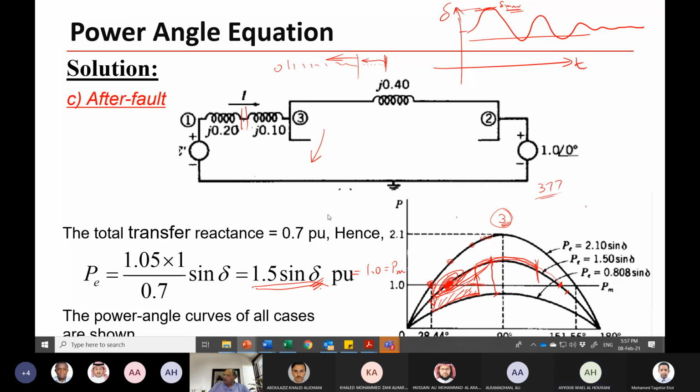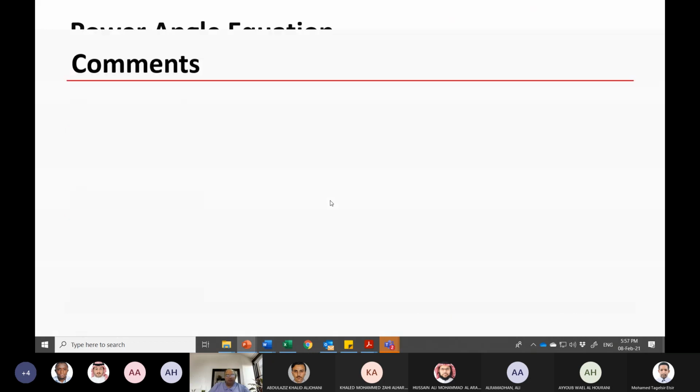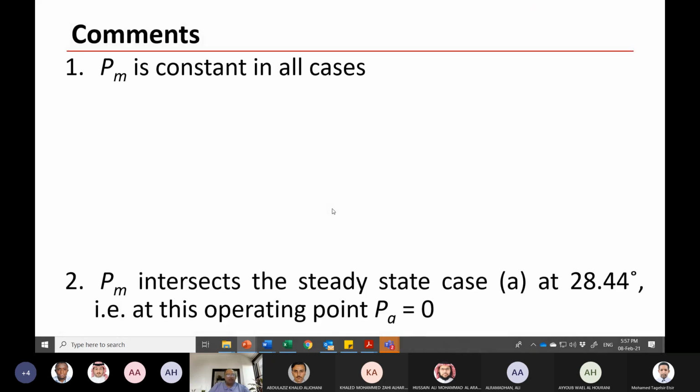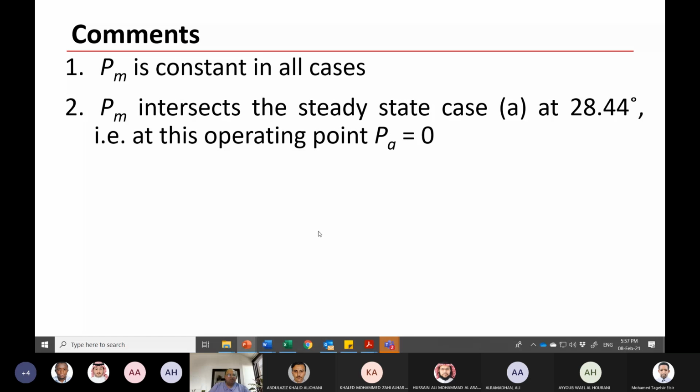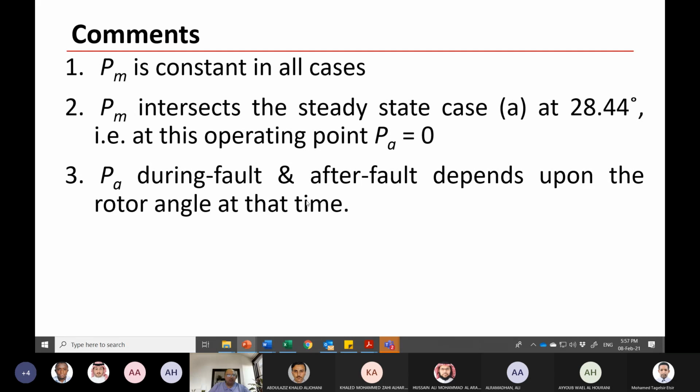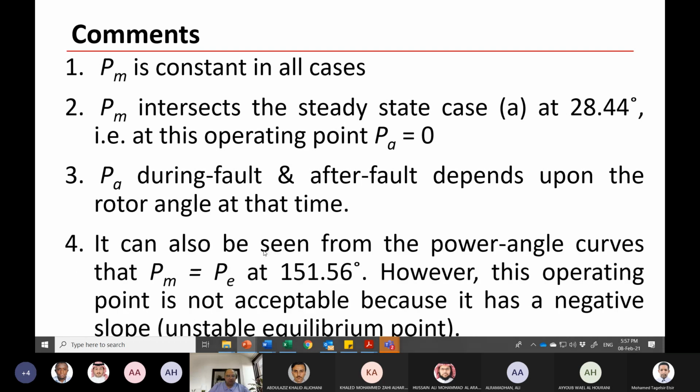Okay, thanks. Let us move. For the comments, P mechanical is constant, the governor is very slow, the steam change is very slow, so P mechanical is kept constant. At this steady state operating point, there is no accelerating power, P mechanical equals P electrical. During a fault and after the fault, it depends upon the rotor angle at that time whether we have acceleration or deceleration. It depends on the scenario or switching scenario.